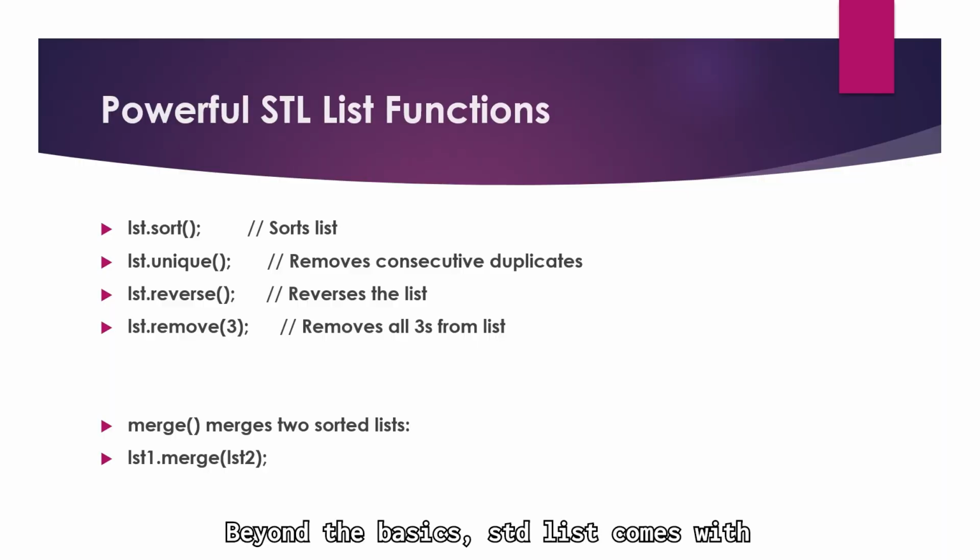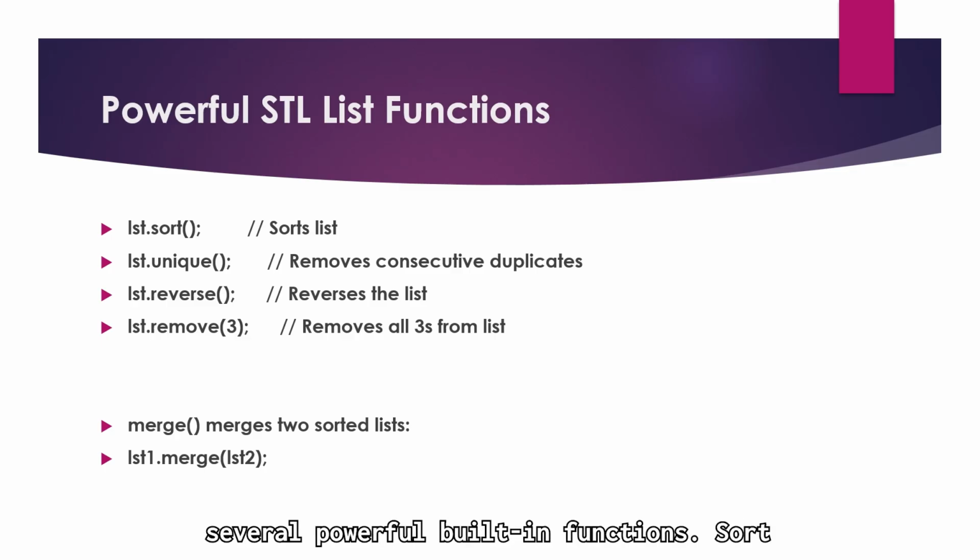Beyond the basics, std::list comes with several powerful built-in functions. sort lets us sort the elements. unique removes consecutive duplicates. reverse reverses the list in place. And remove deletes all occurrences of a specific value. Another standout feature is merge, which merges two sorted lists into one. It's extremely useful in merge sort-like algorithms, or any merging workflows.